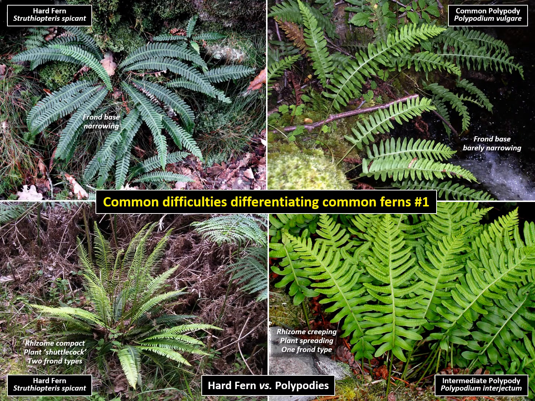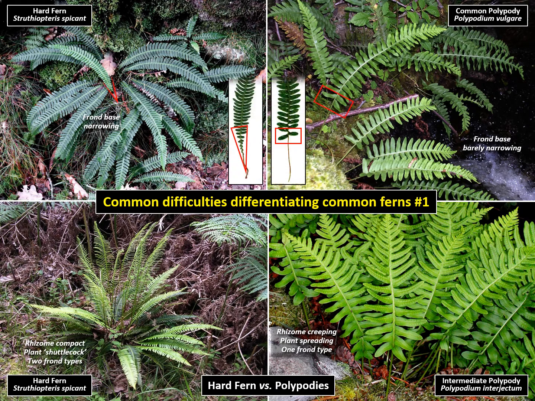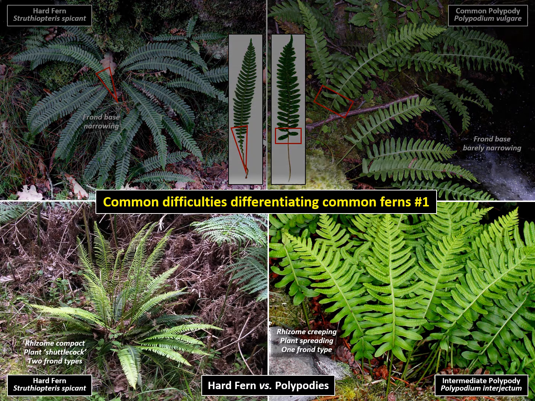The number one difficulty seems to be in telling apart the fronds of hard fern and polypody. Probably the best check is to compare the way the segments decline towards the base of the frond. In hard fern, these pinnae get dramatically smaller and smaller, which they don't in polypody. Also, hard fern has its fronds clustered rosette-like, whereas polypody fronds, arising from a creeping rhizome, spread around.